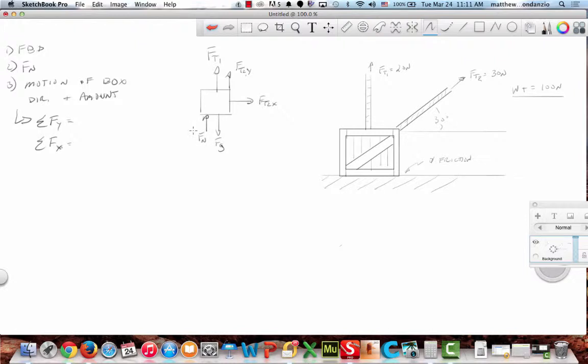Okay? Here's the strategy on this. You have to determine whether the box is moving up or down, right? That's part of your problem you have to figure out. If it's moving up, do I have a normal force? No. If it's sitting on the ground, do I have a normal force? Yes. That normal force is positive, right? And if it's sitting on the ground, the sum of my forces is set to equal 0. I should get a positive normal force.